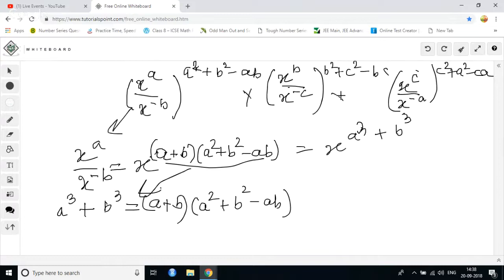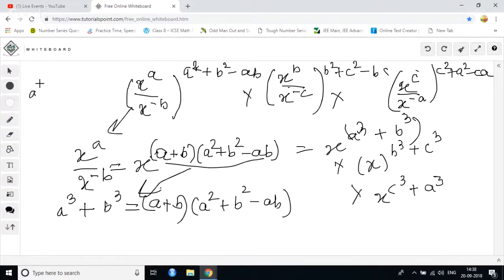Now what is this? This is multiplication. Now all of you will agree with me that if this is b minus c, when it goes in the numerator it becomes b plus c, and here it is b square plus c square minus bc. So what can you write? You can write x to the power b cube plus c cube. Similarly you can write this as x to the power c cube plus a cube. Now all of them are getting multiplied.